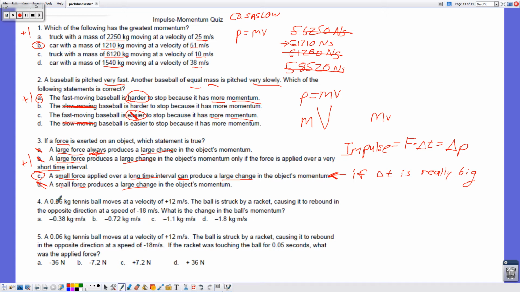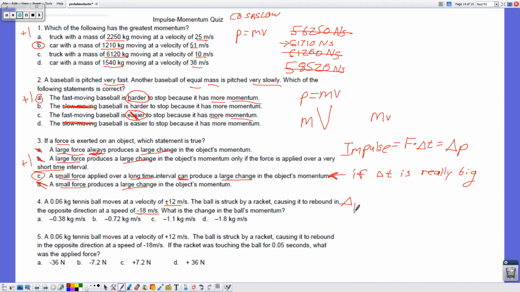All right, 4. A 0.06 kilogram tennis ball moving at a velocity of 12 meters per second is struck by the racket, causing it to rebound in the opposite direction at a speed of negative 18 meters per second. Notice positive to negative. That represents changing direction.